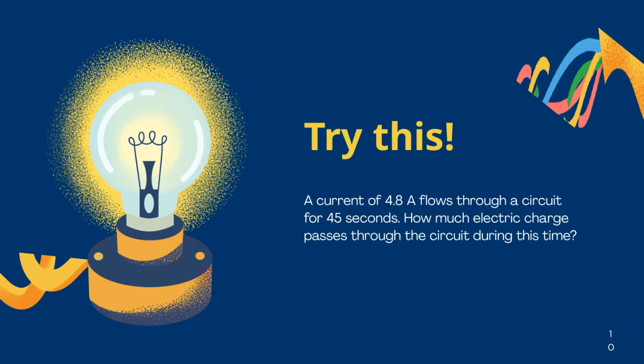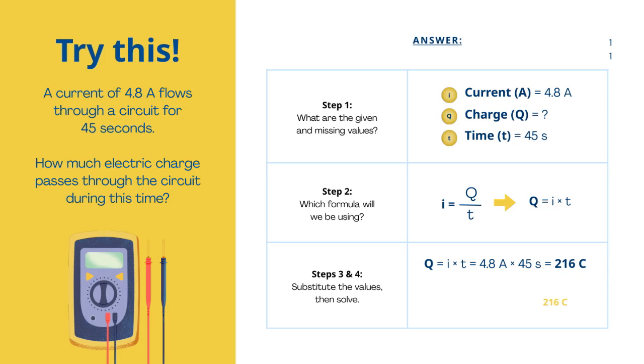In this slide, we're looking at how much electric charge passes through a circuit when a certain current flows over a period of time. The key point here is that the charge, which we denote as Q, is calculated by multiplying the current, I, by the time, T. In our example, the current flowing through the circuit is 4.8 amperes, and it flows for 45 seconds. Using the formula Q equals I times T, we multiply 4.8 A by 45 seconds, and that gives us a total charge of 216 coulombs.